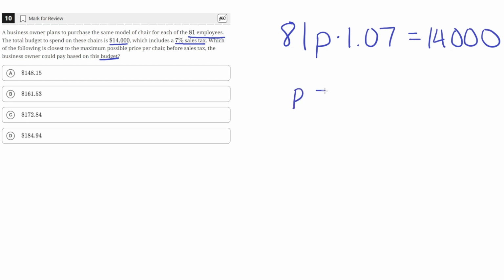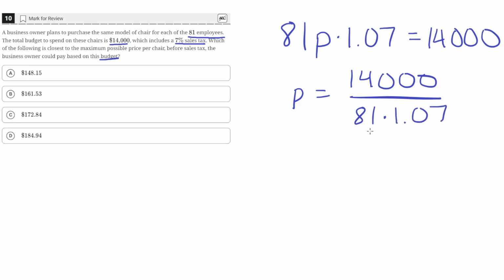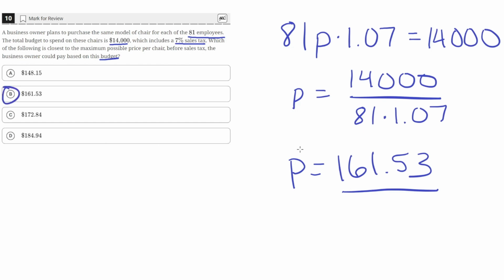So if we isolate P by dividing both sides by 81 times 1.07, it'll look something like this. We just divided both sides by the product of 81 and 1.07, and if we simplify that down, we'll get 161.53. So the maximum price we can spend on one chair is $161.53 before sales tax. So that's answer choice B.